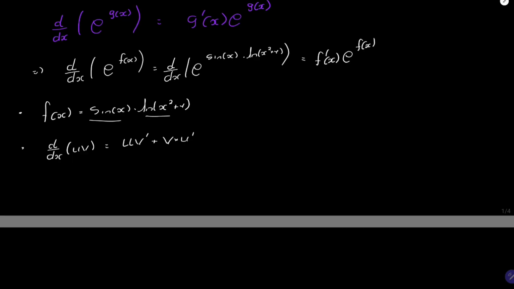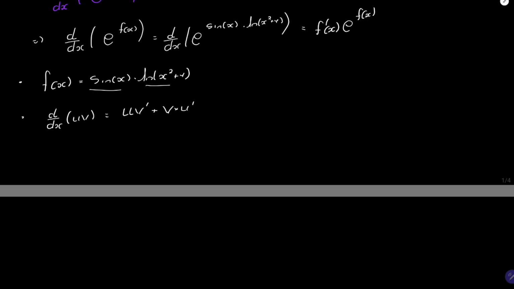So first of all, what is our u and what is our v in our case of f of x? In order to do this, we start with our letting. Our first step is to let the function u be our first function, sine of x, and v be our second function, ln of x squared plus 1. Our next step now is to find u prime and to find v prime. Let's start with u prime.